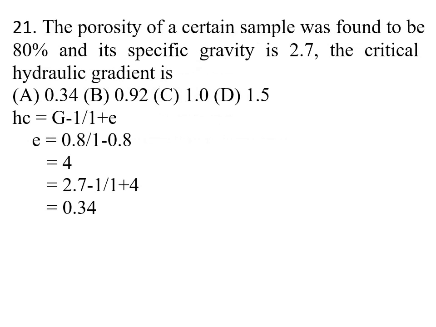In 21st question, the porosity of a certain sample was found to be 80% and its specific gravity is 2.7. The critical hydraulic gradient is. The formula for the critical hydraulic gradient is (G minus 1) by (1 plus e), and substitute the values in this, and void ratio e equals n by (1 minus n), and substitute the values and we get the answer 0.34, option A.